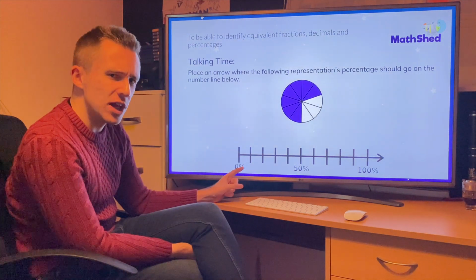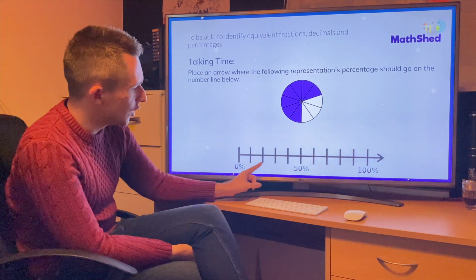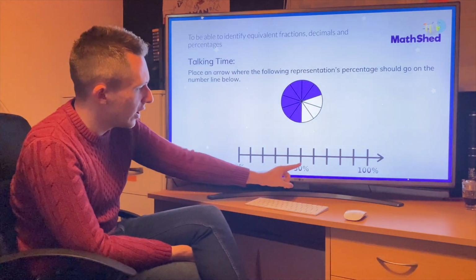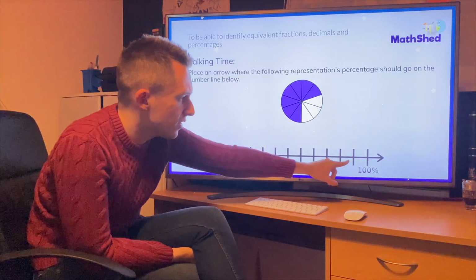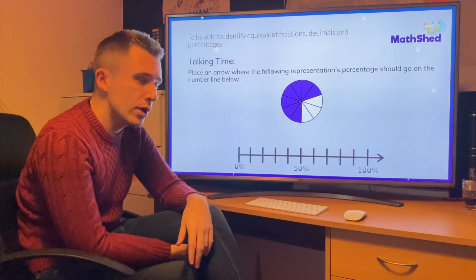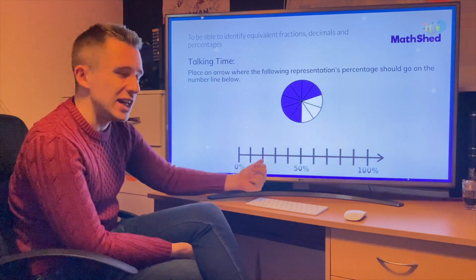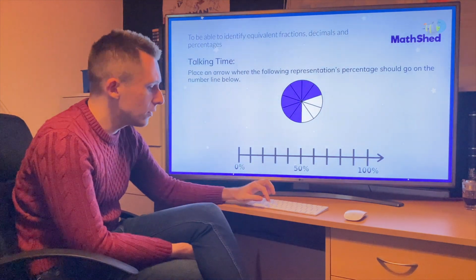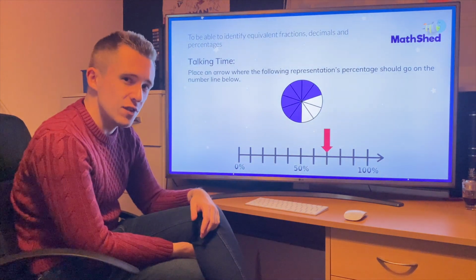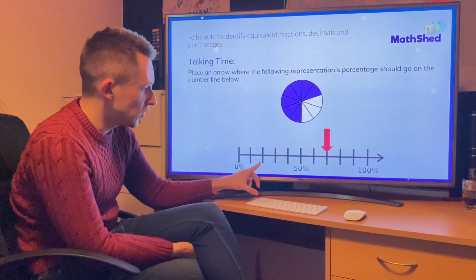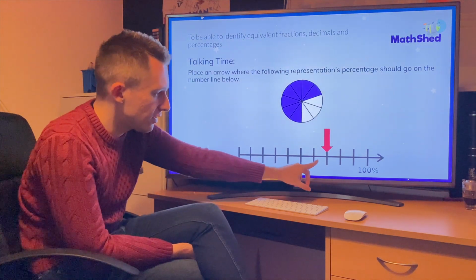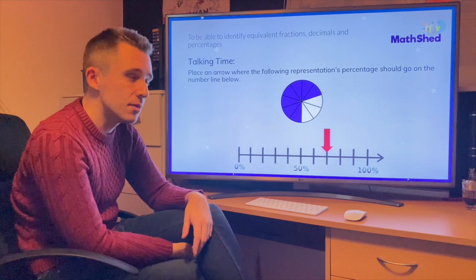How many parts have we got here? 1, 2, 3, 4, 5, 6, 7, 8, 9. We've got 10 as well. 7 out of 10 here. We need to find 7 out of 10 here. The answer to that would be 70%. 1, 2, 3, 4, 5, 6, 7. 7 out of 10.